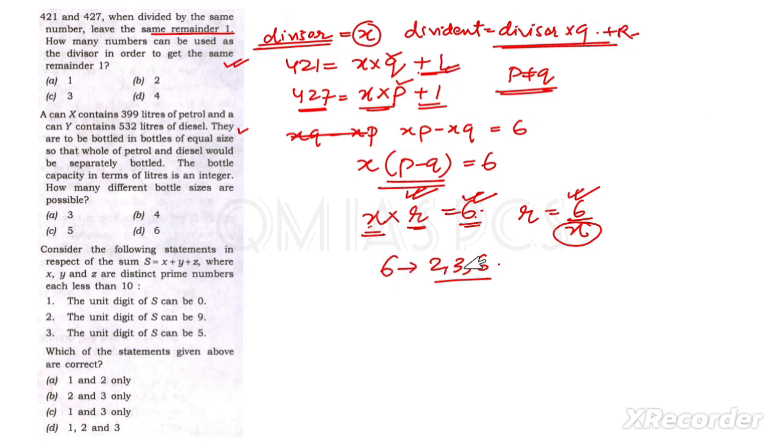So the number of values will be 2, 3 and 6. The number is 3. 3 values are possible. So option C is correct. Is it clear? I hope you understand this one. So okay, fine. Next we will solve.